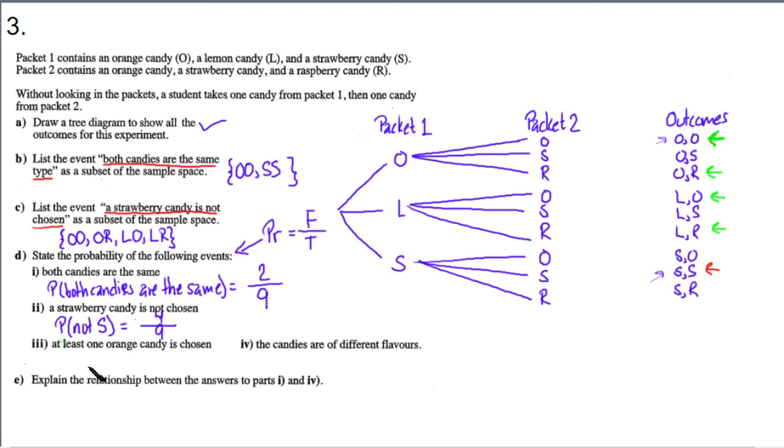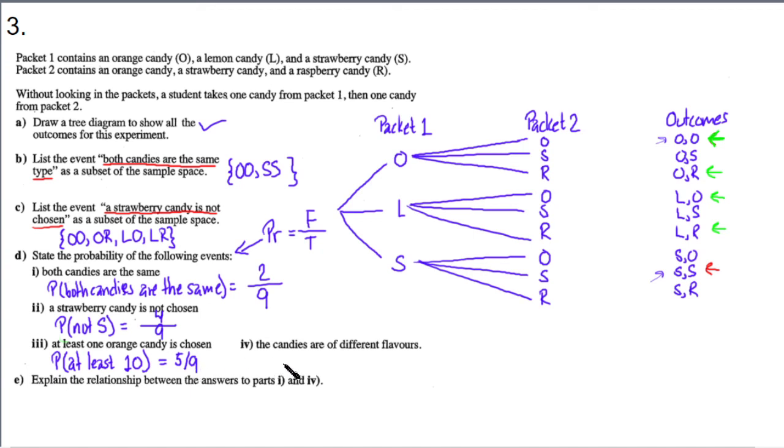In 3, at least 1 orange candy is chosen. So probability at least. Well, we can write it in words, just to keep it simple, at least 1 orange. So at least means 1 or more. So we have 2 orange candies here, so that counts. So there's 1, 2, 3, 4, 5 outcomes. So it's going to be 5 divided by 9.